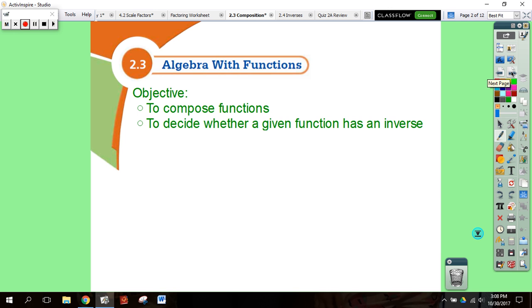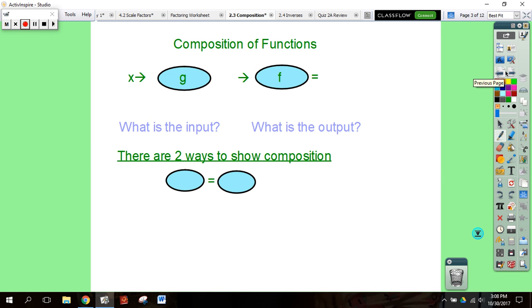Okay, so today, compose functions and decide whether a function has an inverse. So this is just 2 different ways to show composition. So we can either say, you can kind of ignore this part right here. We'll come back and talk to this in a second. We have 2 ways that we can show composition.